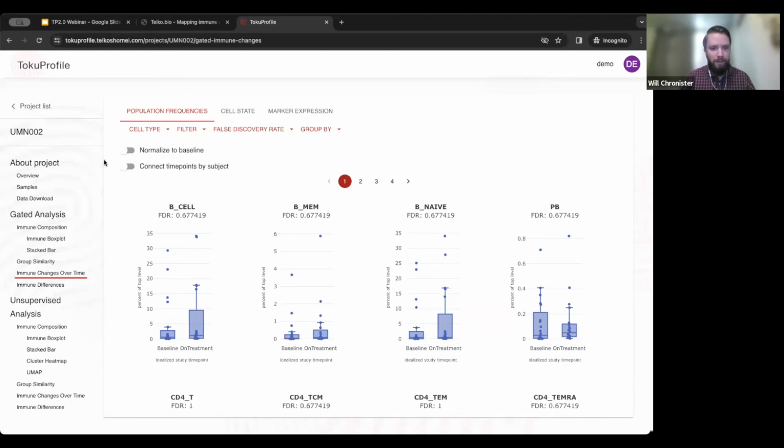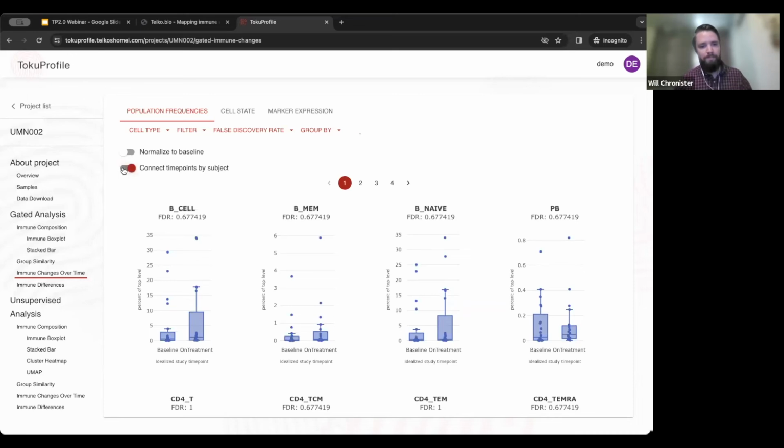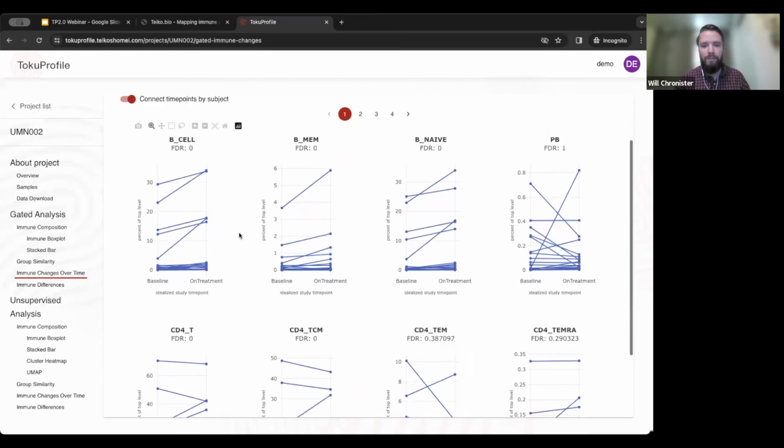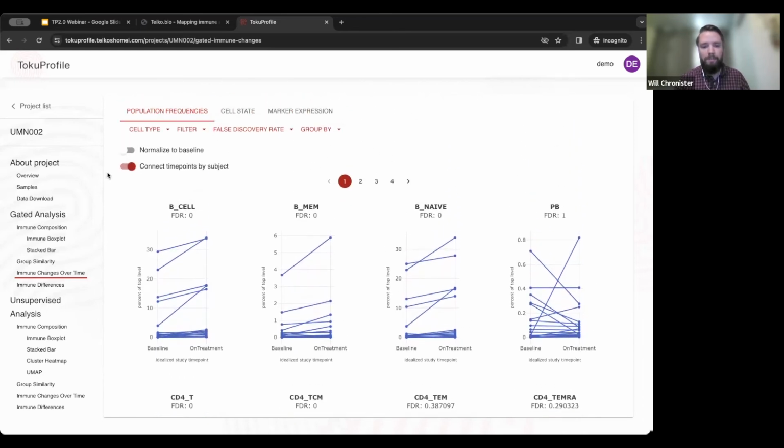So you can do things like connect the time points by subject, and that illustrates the direction of how these subsets are changing. And again, with more time points, this becomes even more useful as you can see how things ebb and flow throughout the course of receiving a treatment, and then the patient's body adjusting to it, and then maybe another dose and something else changes. So there's lots of interesting insights that can be uncovered by the immune changes over time tab.